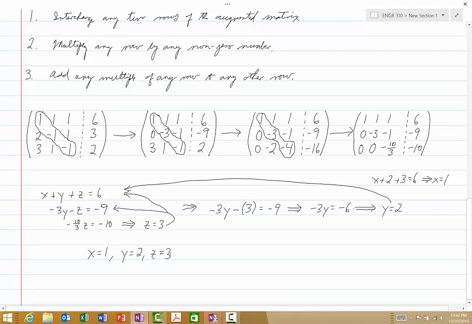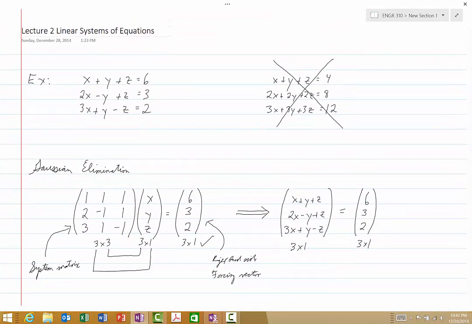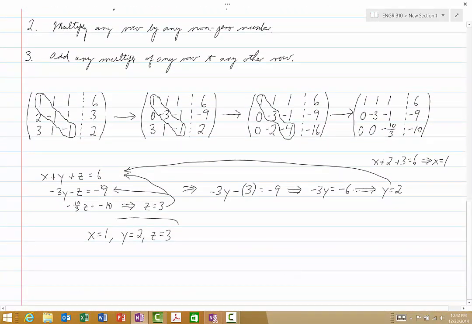And let's go back to the original system of equations to check that. 1 plus 2 plus 3 is indeed equal to 6. 2 times 1 would be 2, minus 2 would be 0, plus 3 is indeed equal to 3. 3 times 1 is 3, plus 2 is 5, minus 3 is indeed 2. So all three of those equations checked out, and we conclude that this is indeed the answer to our system of equations.